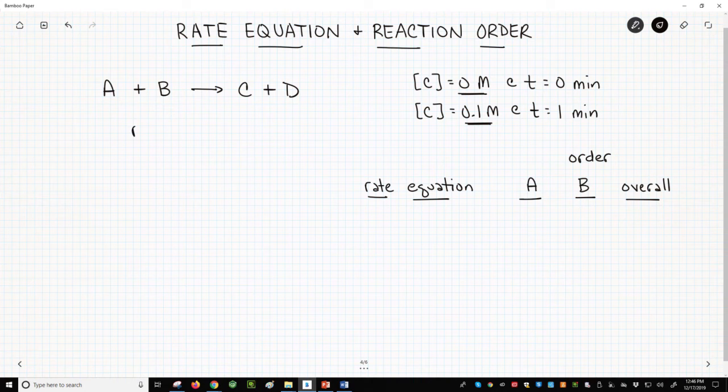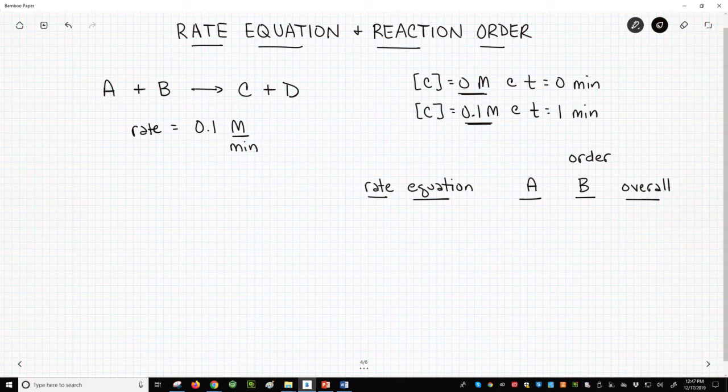The rate of this reaction over that time period was 0.1 molar per minute. So that's how we can calculate a rate. Great. What determines the reaction rate?